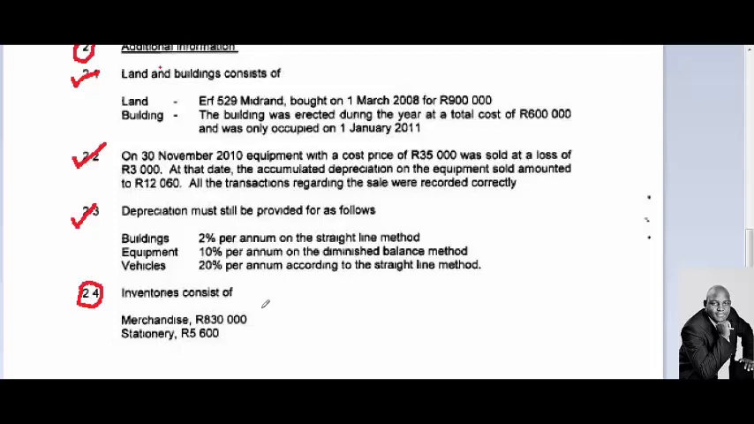Inventories consist of merchandise 830 and stationery 5006. Okay, I just need to get the total for that. Let me just grab my calculator. It's 830,000 plus 5006. So that gives me 835,600. Right? That's how much I get there.